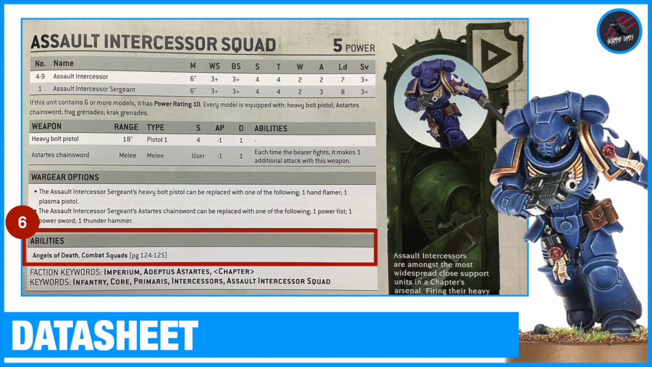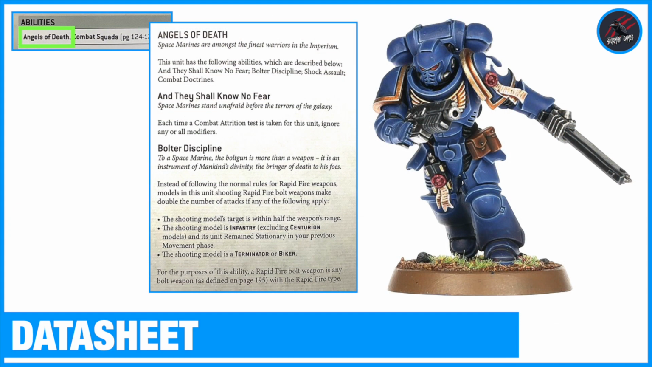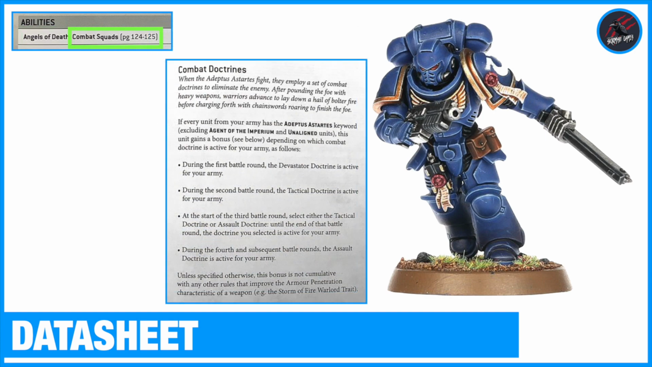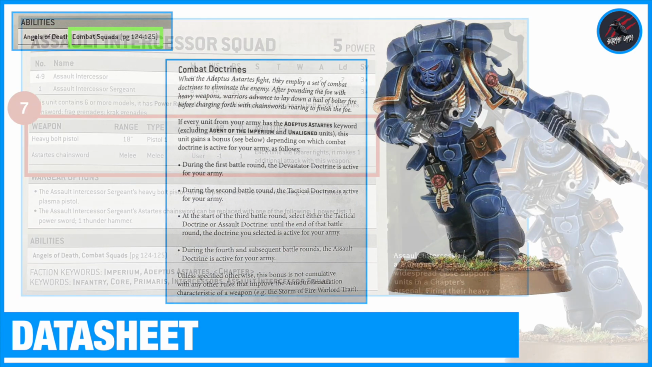Now we're on to abilities, and many units will have 1 or more special abilities. Now they'll be described here, or they direct you to a page within the codex so you can find out more information. And here I've shown some examples of those, Angels of Death ability and Combat Squads ability, so you can get an idea of what they look like.